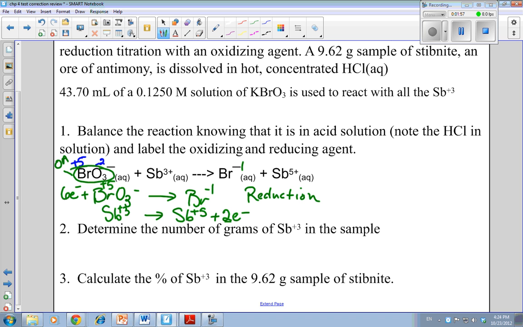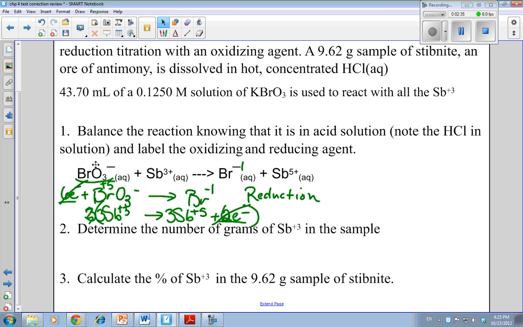Then my electrons have to match. I have 2 electrons that are lost, but 6 electrons that are gained. Well, it can't happen. They have to match. So I'm going to multiply the Sb reaction by 3. When I distribute that out, I have 3 Sb+3 going to 3 Sb+5 and 6 electrons. So now my electrons can cancel out. Just to save room, I'm going to put this back up in the equation so that I can get it balanced out.